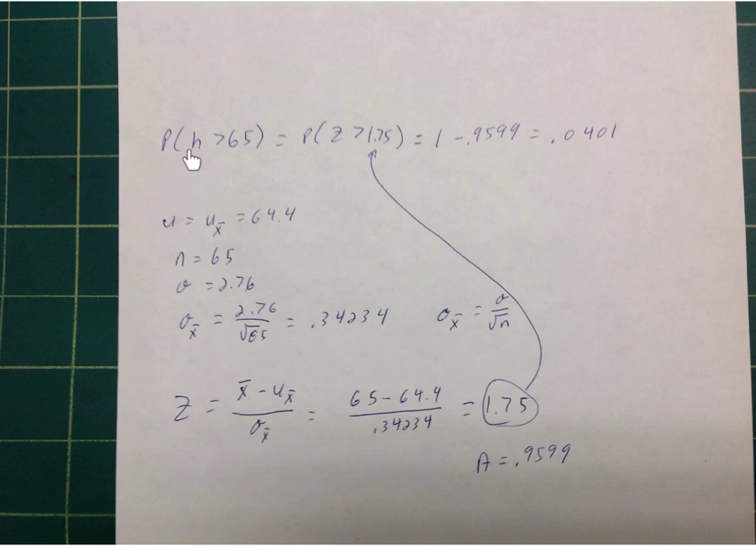You want to find the probability the height of somebody's greater than 65 inches. And so that'd be, you want to find the z-score, probability z-score, and you got to calculate this number here.